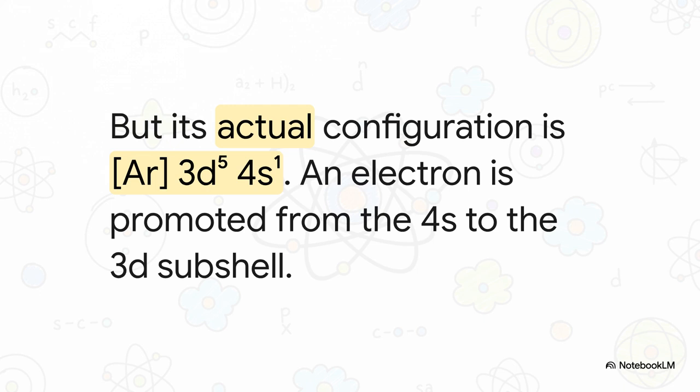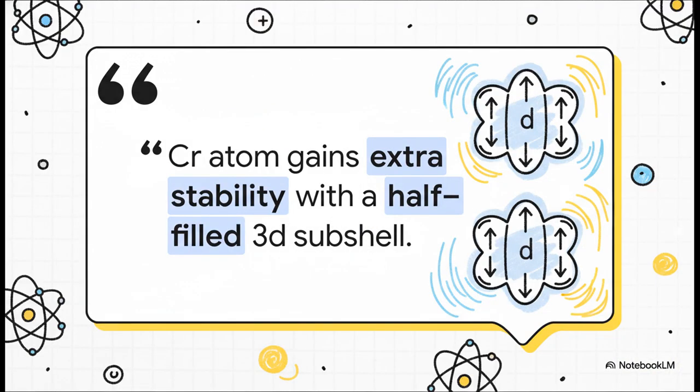When we actually look at a chromium atom, we see something different. The atom takes one of its electrons from that lower energy 4s orbital and promotes it up to the 3d orbital. Why on earth would it do that? It seems to break the rules we just learned. And here is the secret. It's all about finding extra stability.